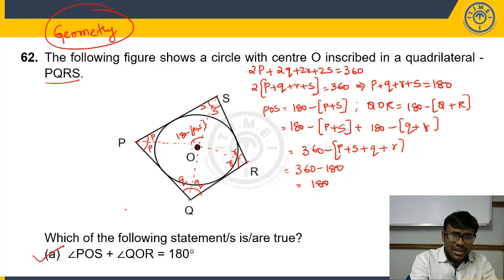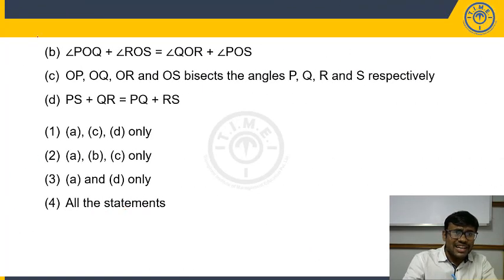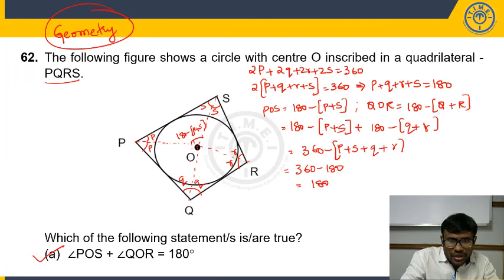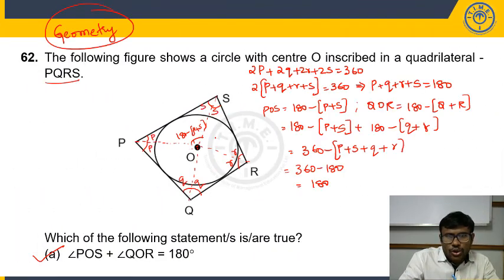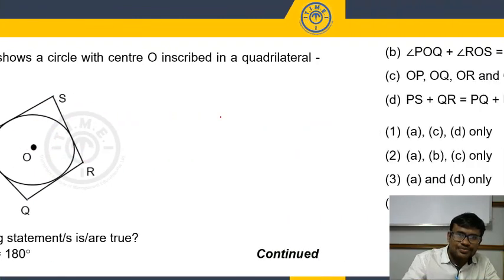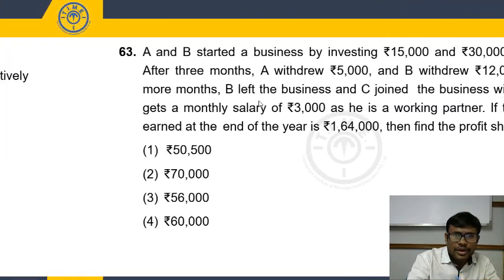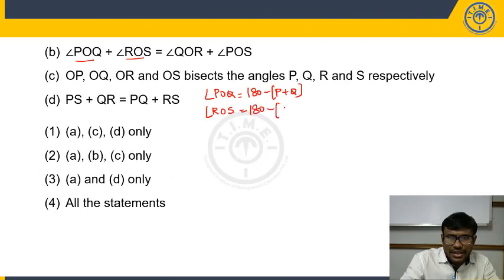Now let us check the second condition. What is the second condition? Angle POQ plus angle ROS has to be equal to angle QOR plus angle POS. Now let us take this. Angle POQ. What is angle POQ? 180 minus of P plus Q, no? And angle ROS. What is angle ROS? 180 minus of S plus R, no? Sorry, my bad. So 180 minus of S plus R.